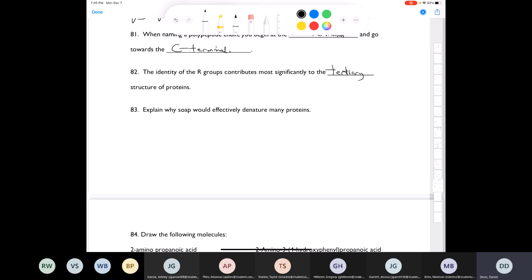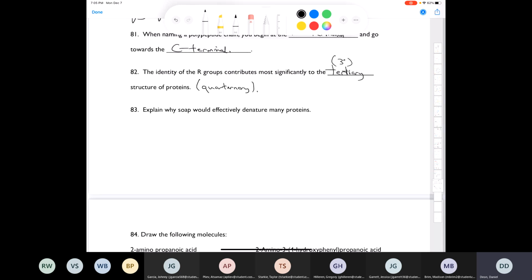Tertiary. Let's just leave it at tertiary. It could also be the quaternary. Quaternary. All right, because remember that when you have the tertiary structure of a protein, all the nonpolar R groups are going to be pointing in towards the center of the protein, and then all the polar R groups are going to be pointing outside towards the aqueous media.